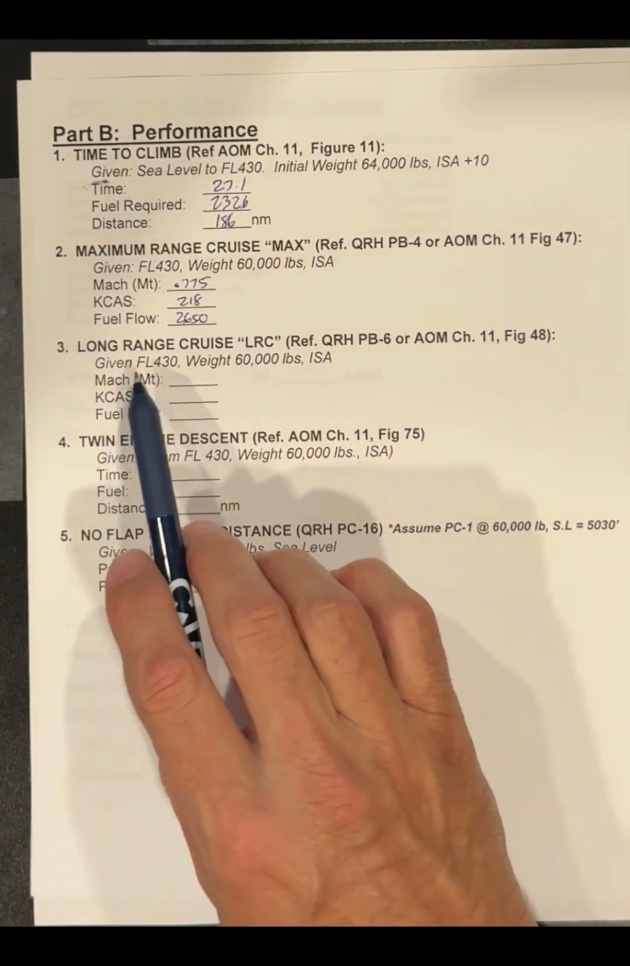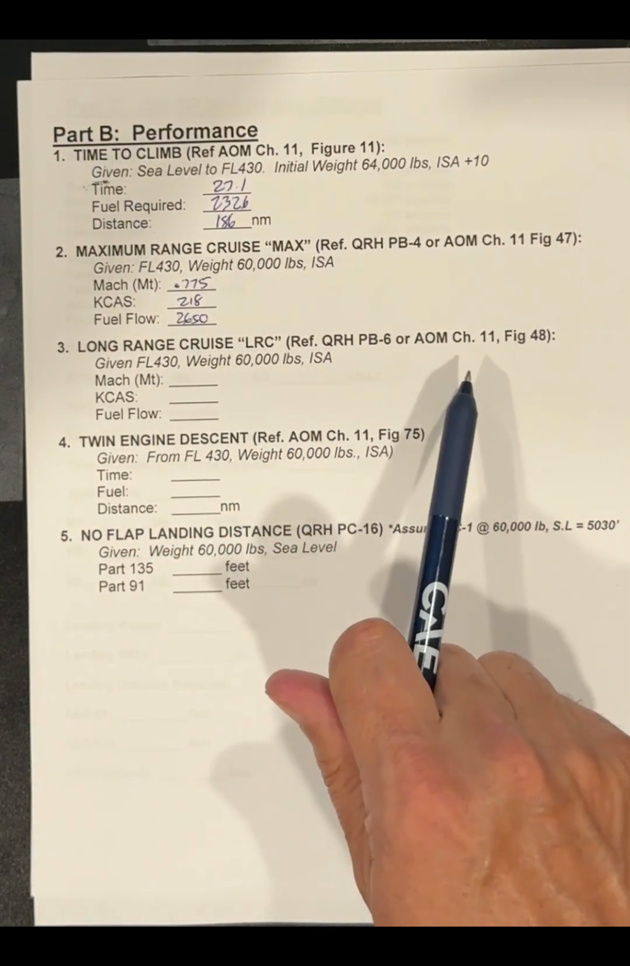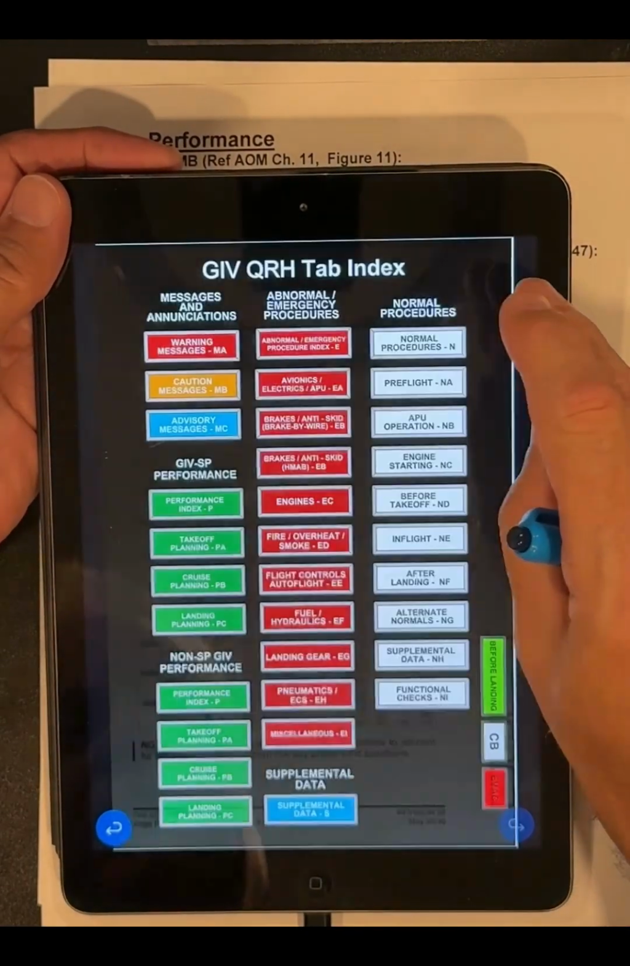The next thing we have is long range cruise. All right, LRC, long range cruise. That's also in the airplane operating manual. So let's go find that in the airplane operating manual. Let's get out of this stuff.